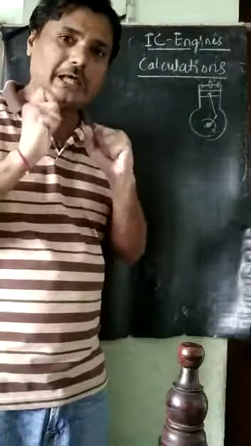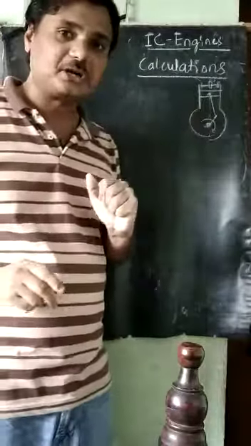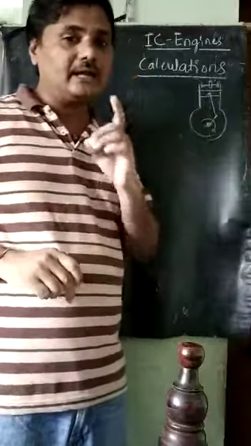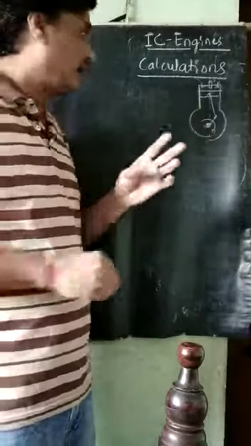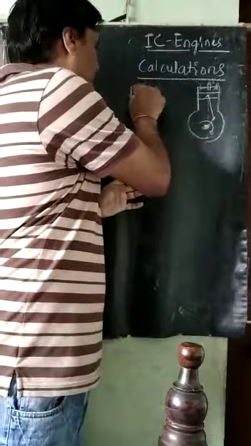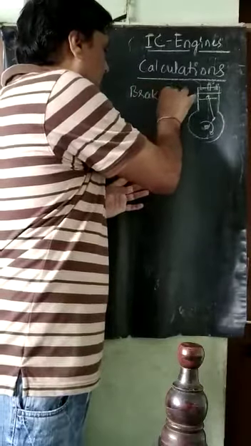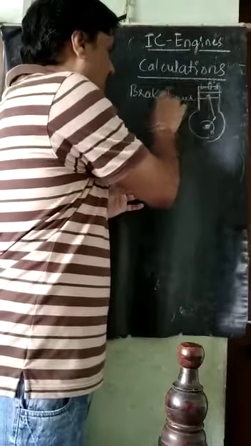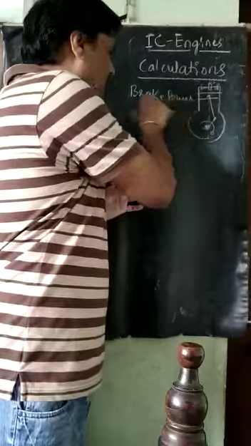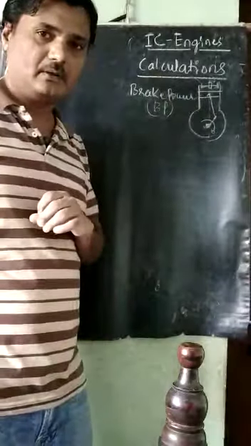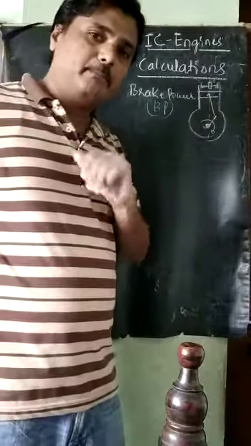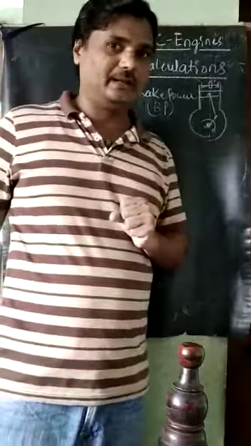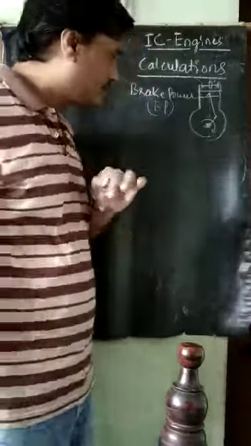Next, how do we calculate the energy available in the crankshaft and what is it called? That energy or power is called the brake power, BP. It is the energy available in the crankshaft. So how do we calculate this brake power?